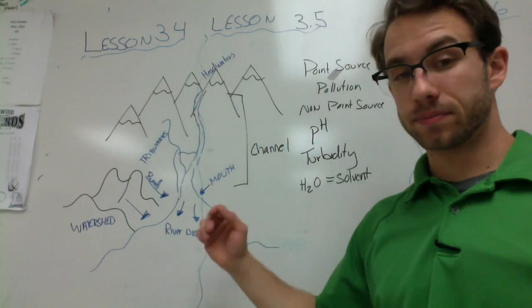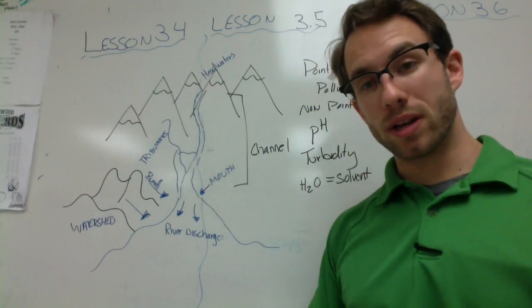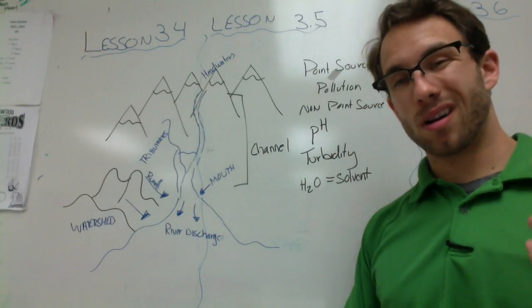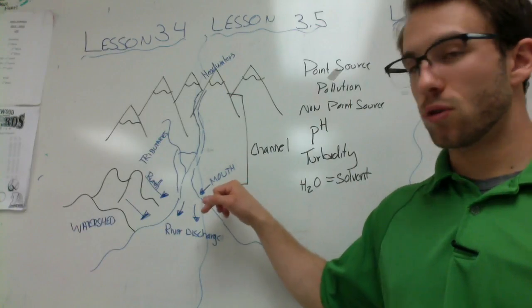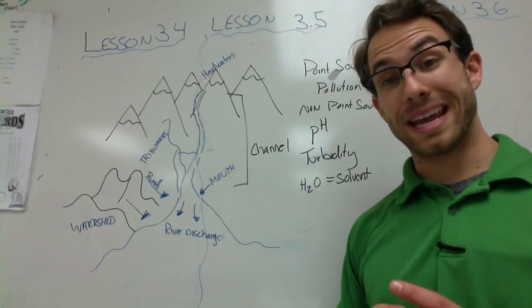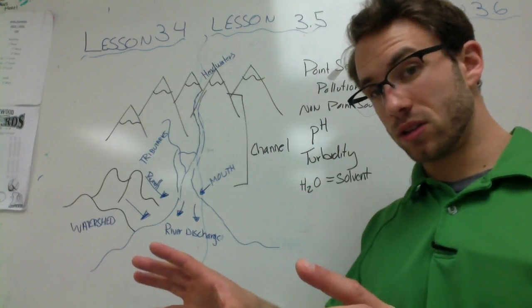Now at some point, if that river exits into the ocean or into a pond, lake, something like that, we're going to see that it exits at the mouth. So the mouth of the river is where it ends, where it opens up and spits out all of its water into another body.